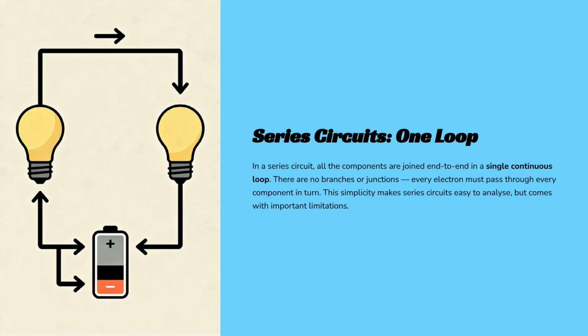In a series circuit, components are joined end-to-end. There is only one path for electrons, meaning they must pass through every component in the loop. While this makes them simple to analyze, they have significant limitations.